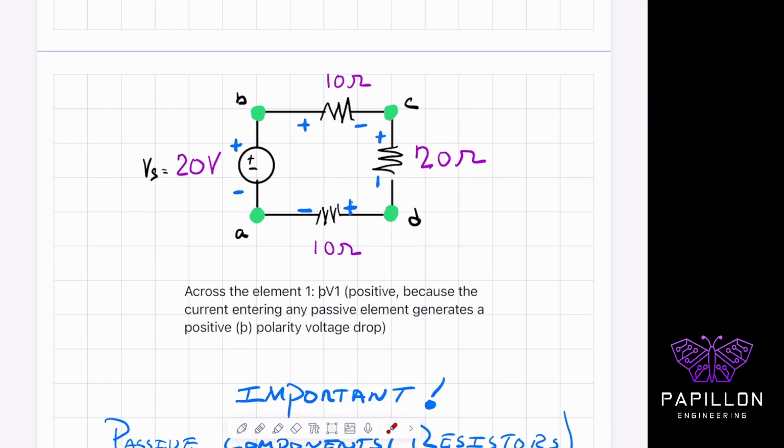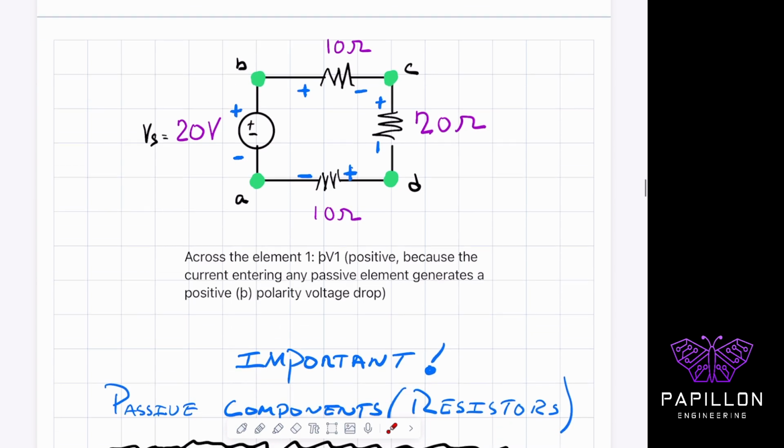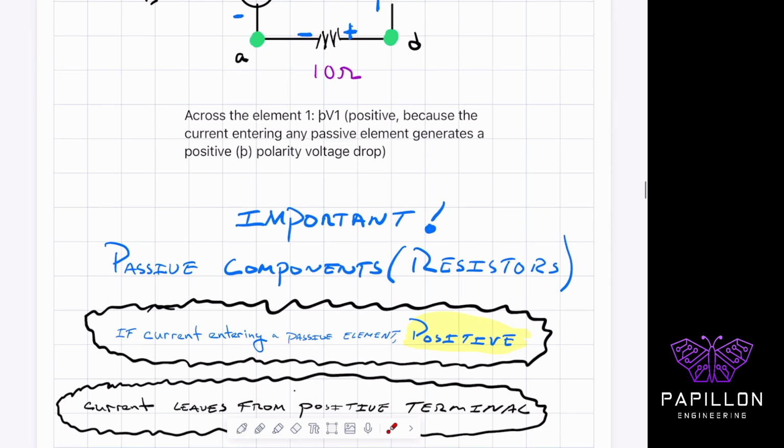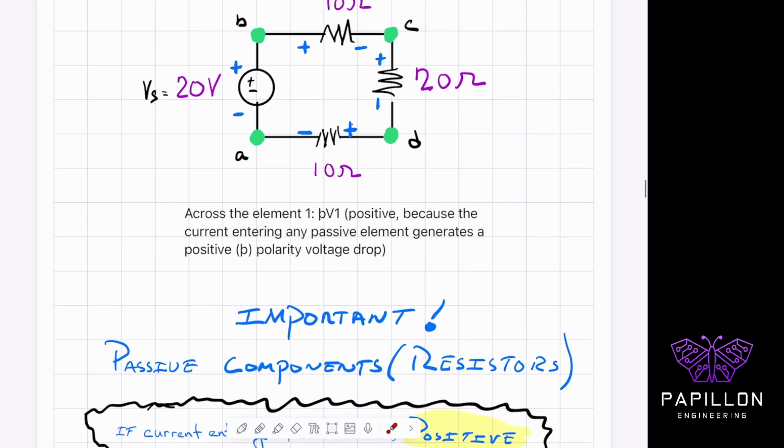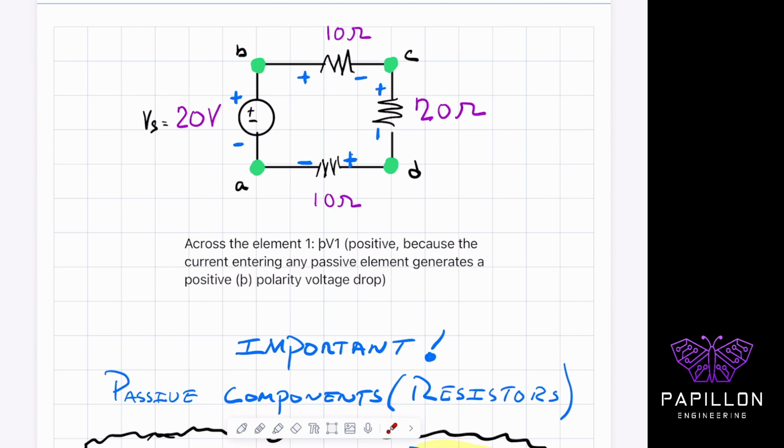but these elements again, sorry, there's an issue here with the screen, but the idea again is that because I know that this is a given, negative, positive, I can label it negative, positive, right? What's important here is if the current is entering a passive element, we'll give it the sign of a positive. So here is my terminal. The current's leaving always from the positive side. So because it's entering a passive element, I'm going to put a positive in front of it.